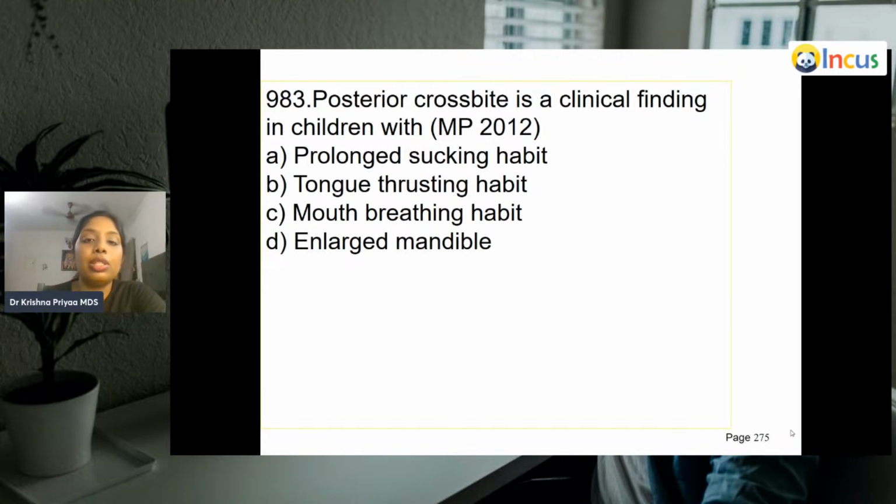Coming to the next question, posterior crossbite is a clinical finding in children. Crossbite is something wherein the maxilla and mandible are coexisting with a particular occlusion. When the mandible supersedes the maxilla or the maxilla completely supersedes the mandible, it will lead to a crossbite. The bite which is not proper with each other leads to crossbite. So, what is the reason when there is a crossbite? It may be a prolonged sucking habit, a tongue thrusting habit, mouth breathing, or an enlarged mandible.